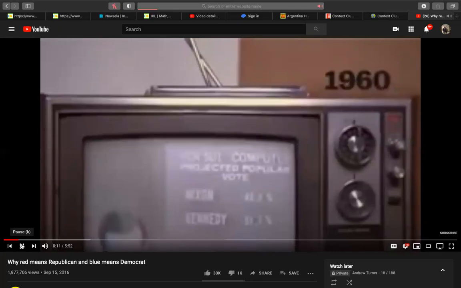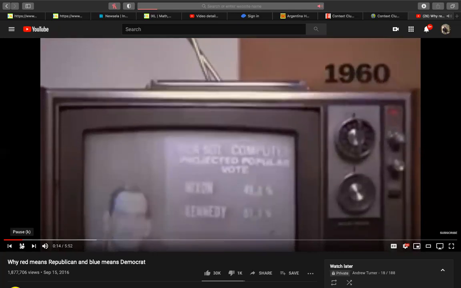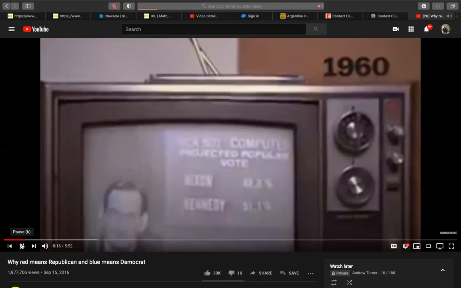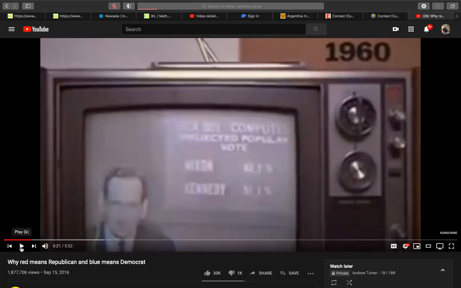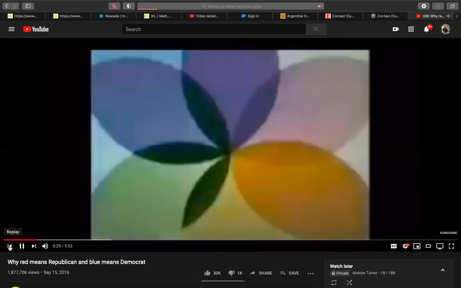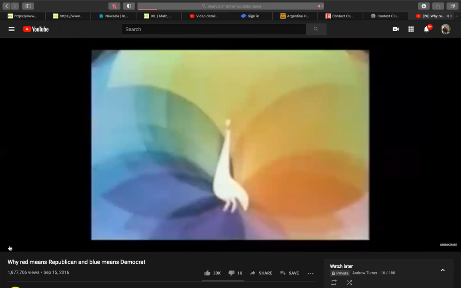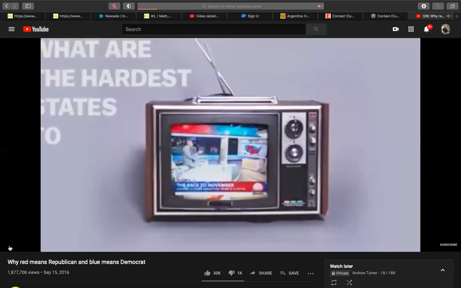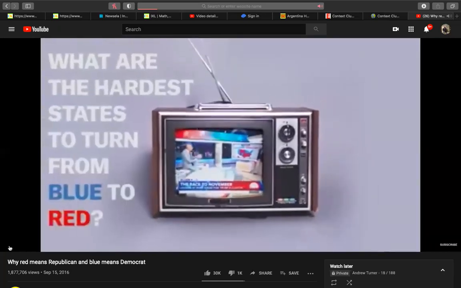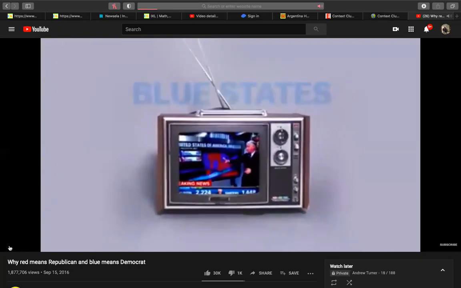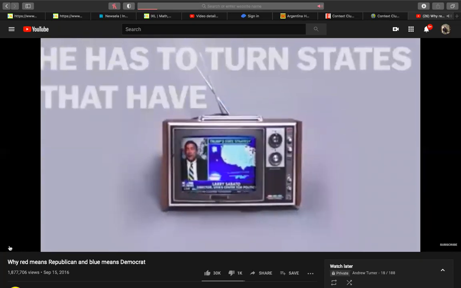After all, this is what election night results used to look like on American TV. Black and white. But it still would be several decades before the media settled on the color scheme we know today. What are the hardest states to turn from blue to red, and what are the easy ones? President Obama has won every one of these blue states. He has to turn states that have been voting blue.